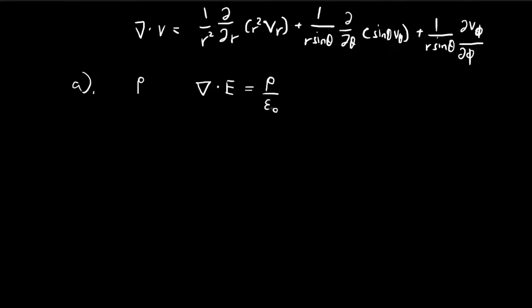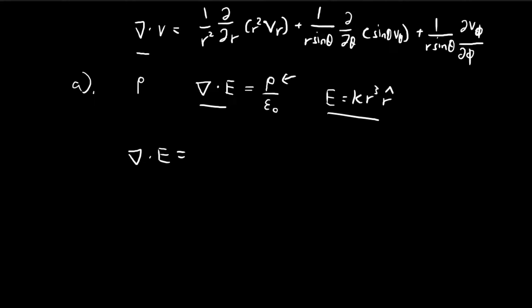And then we're also given in the problem that the electric field is equal to kr to the power of 3 times the r vector. Using this, we can compute the divergence and then find the charge density. So what is the divergence of the electric field?